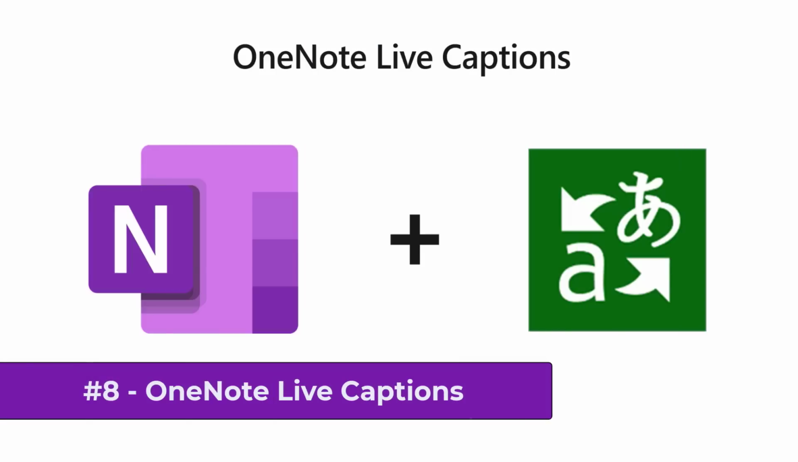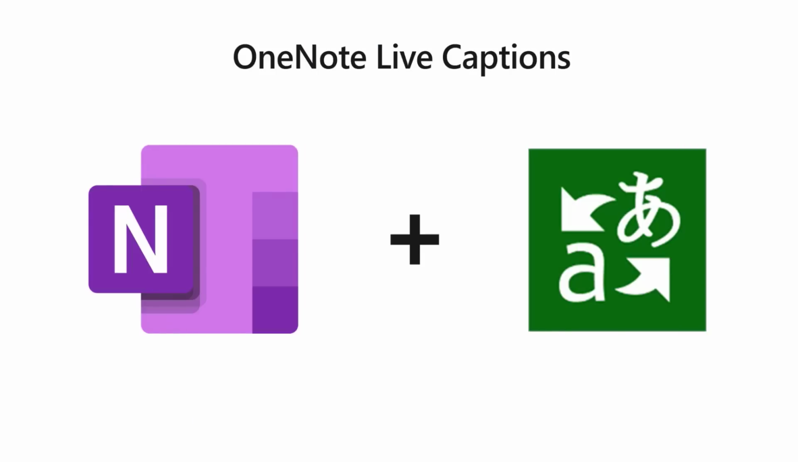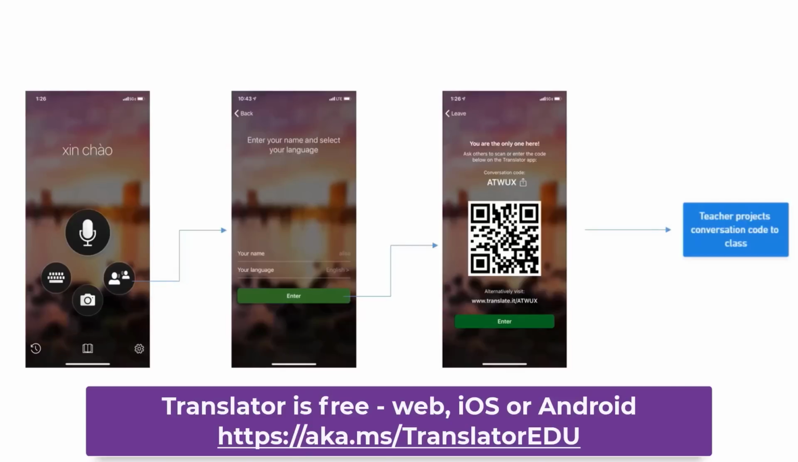The eighth new feature is OneNote Live Captions, which fuses OneNote together with Microsoft Translator. Microsoft Translator is a free app on iOS, Android, or web, and it allows you to speak into it and it will real-time translate in over 100 languages.